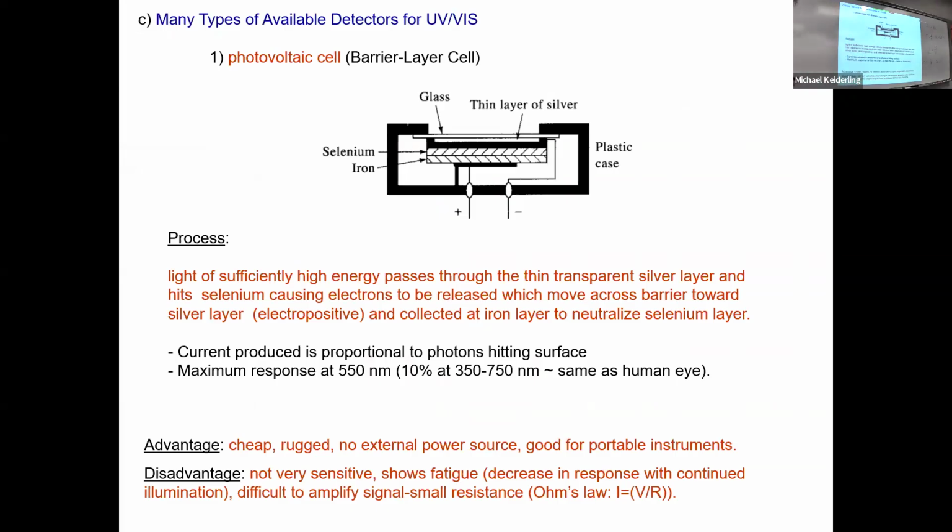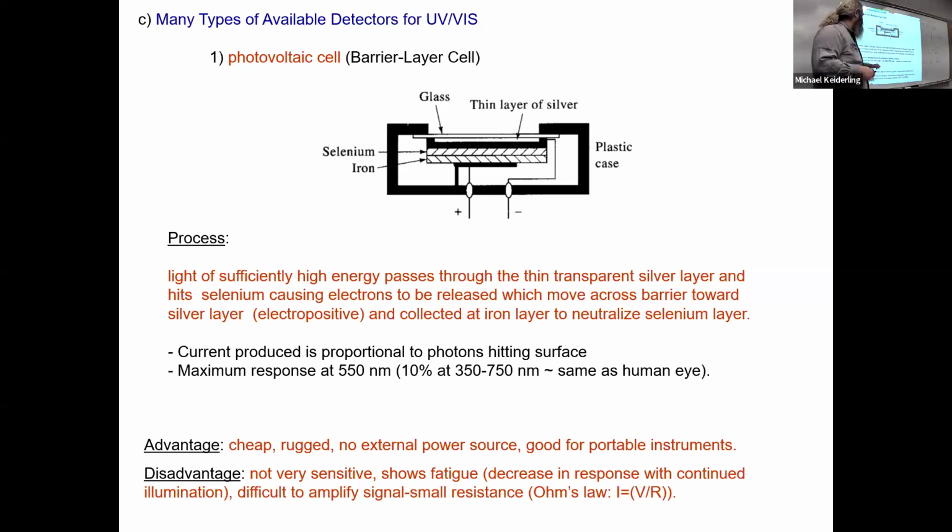So a photovoltaic cell, or barrier layer cell, has a glass with a thin layer of silver, and then selenium and iron. The idea is that when light hits it, it knocks an electron free, which gets collected by the positively charged side, and you get a voltage. If the light is sufficiently high energy, it passes through a thin transparent silver layer and hits the selenium, causing electrons to be released, which move across the barrier towards the silver layer. Electropositive, they are collected in an iron layer to neutralize the selenium layer. The current produced is proportional to the photons hitting the surface.